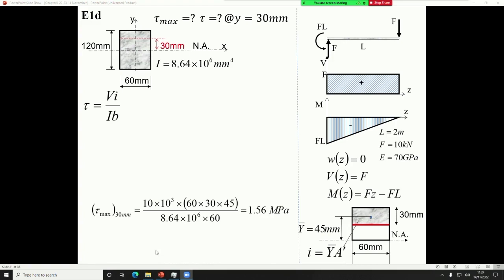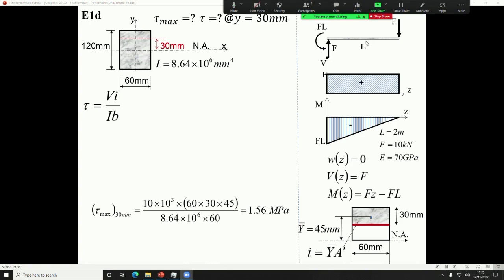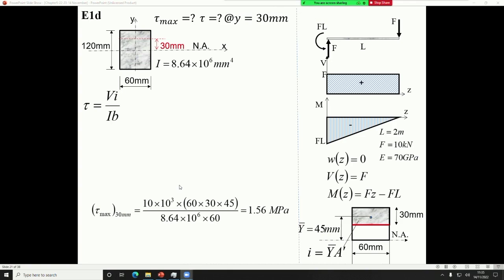Now look at the equation here. I have found it at 30 millimeters first. So here, first I found it at this layer. This is I, which is 8.64 times 10 to the power of 6. B is equal to 60 millimeters. The shear force is the same along the length. It doesn't matter which section we are looking at. F is the same, which is 10 kilonewtons, so 10 times 10 to the power of 3.